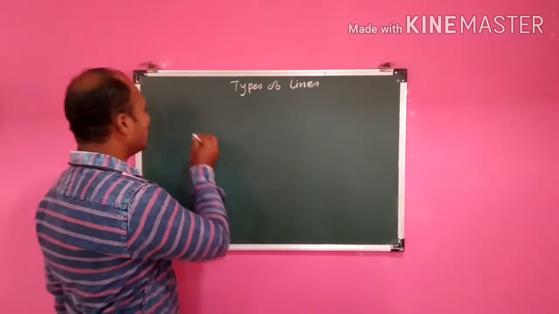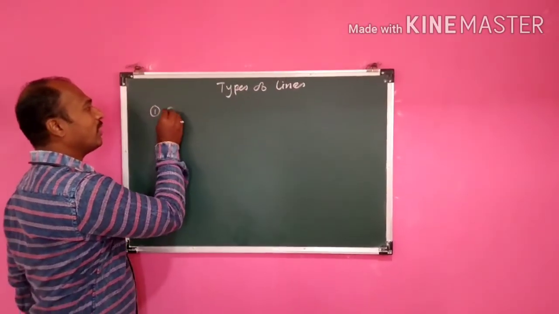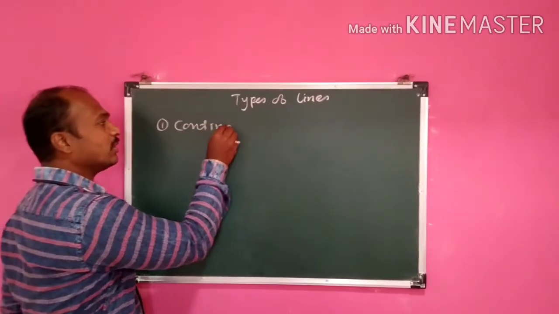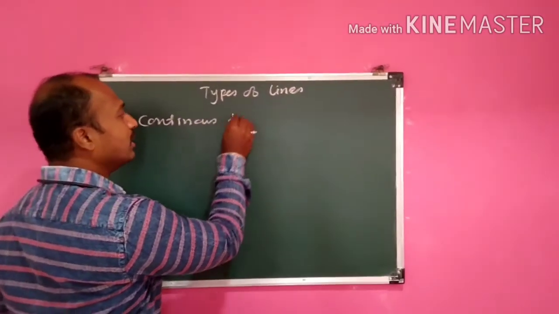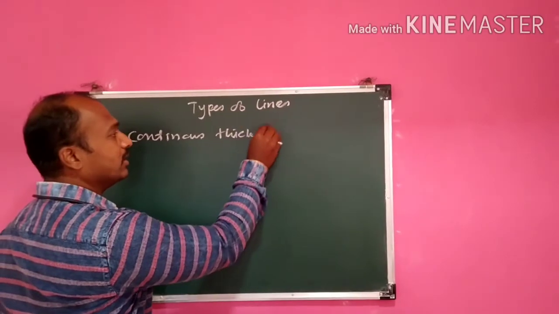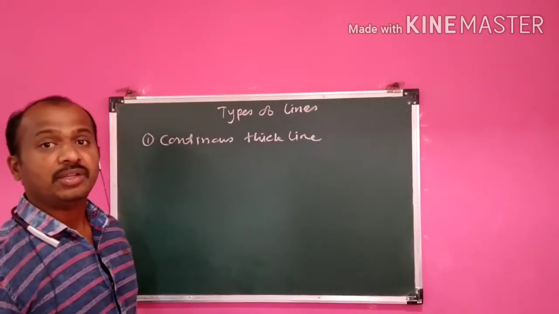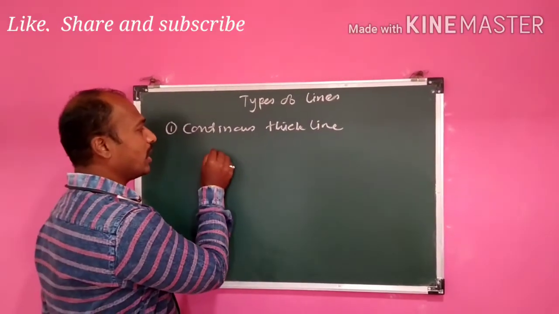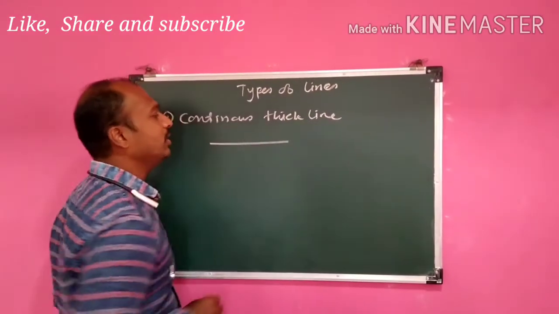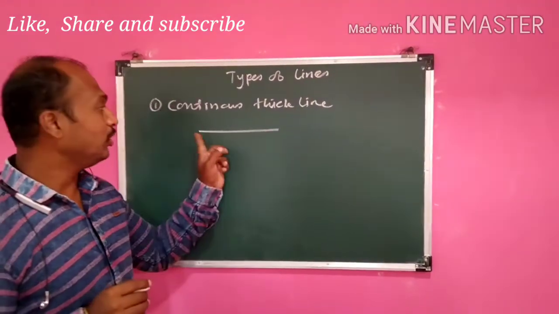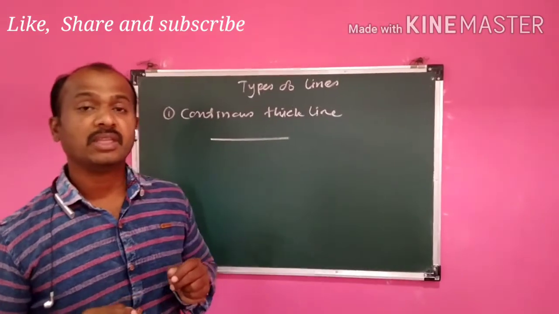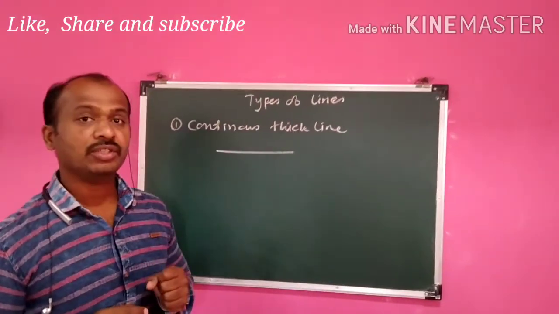In that, the first type of line is the continuous thick line. We are going to draw this by using a continuous thick line like this. It is continuous and it is a thicker line. So this line is known as a continuous thick line.